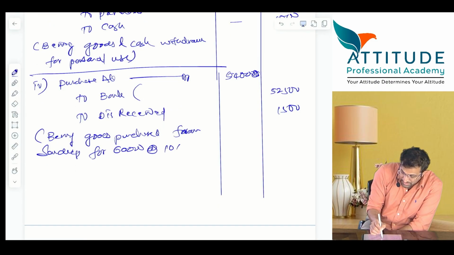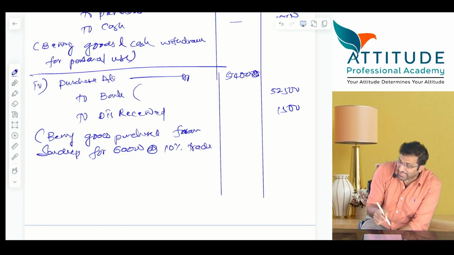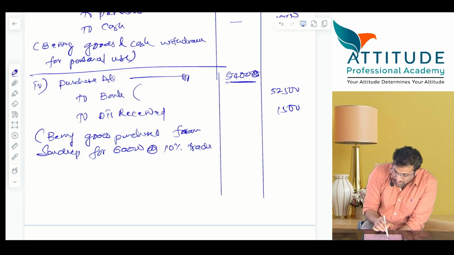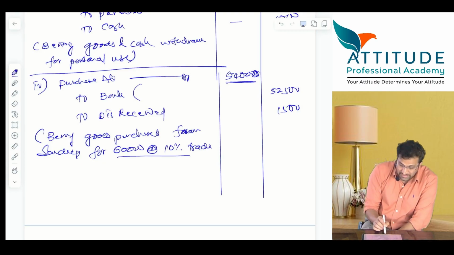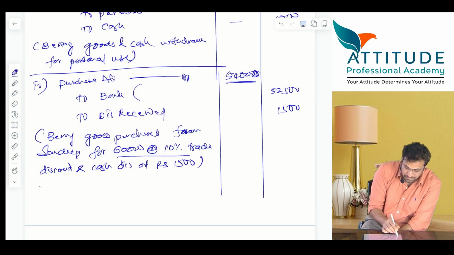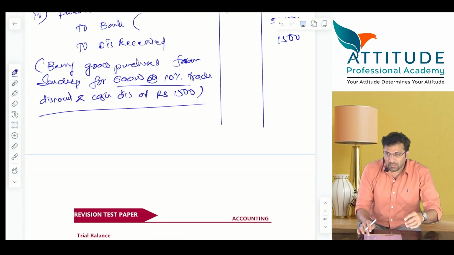at 10% trade discount. See, now you need not show the calculation. You are telling the examiner, see, I have already calculated 54,000 and that working note is there in the narration itself. 6,000 at 10% trade discount and cash discount of rupees 1,500. Is that clear?